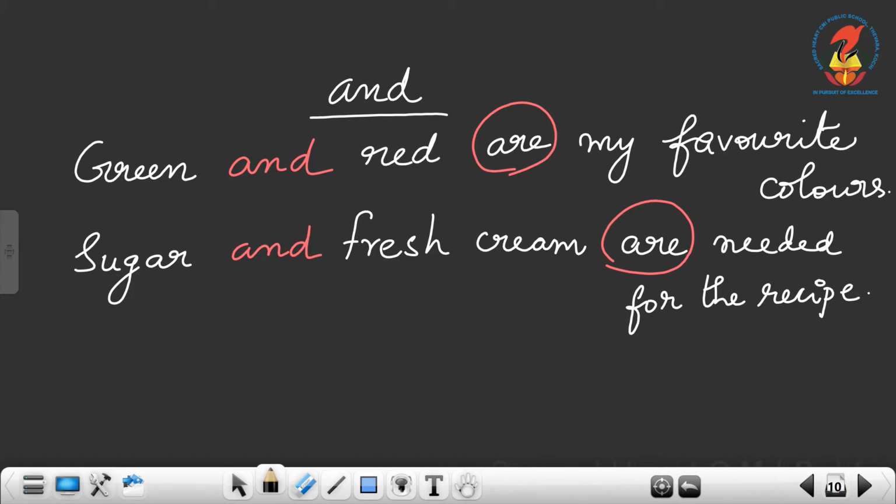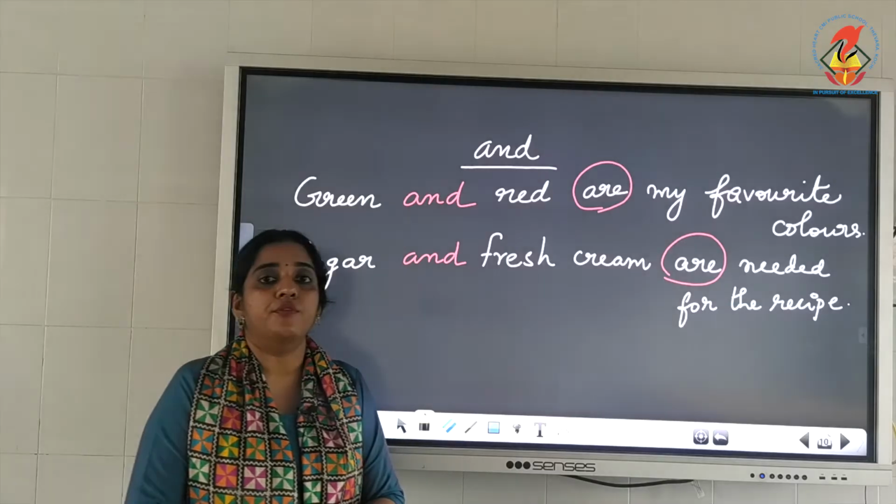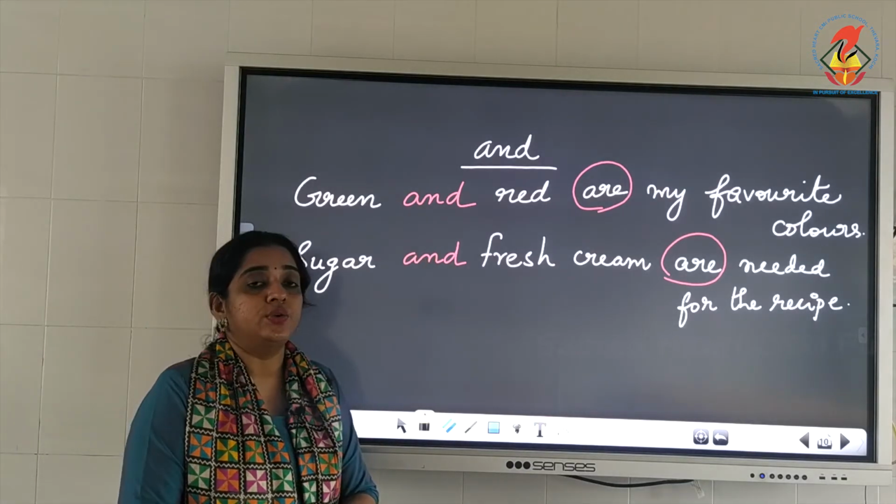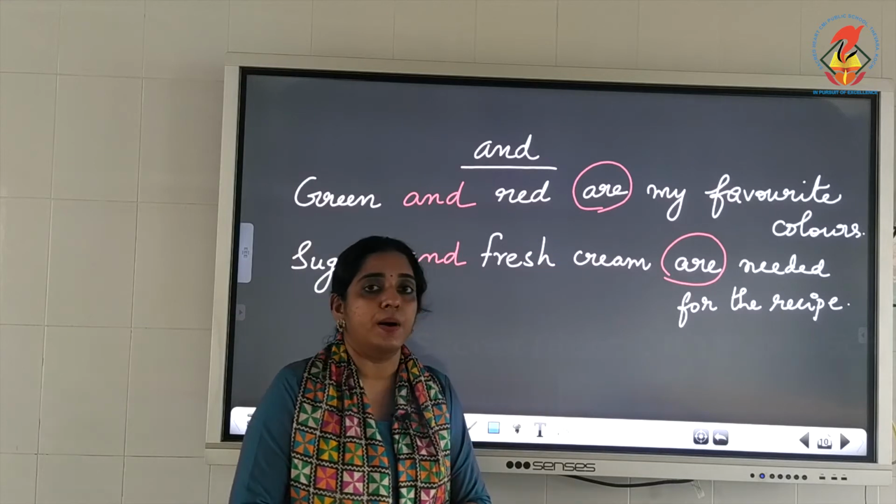And. How to use and? If two nouns are joined with the word and, you have to use a plural verb. See the example. Green and red are my favorite colors. Green and red are. It's not correct to say is, is it? So here I have used the plural form of the verb. So if two subjects are joined with the word and, you have to use a plural verb, are.